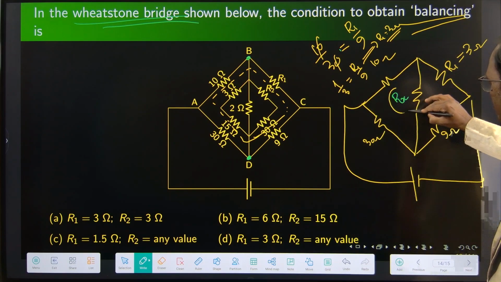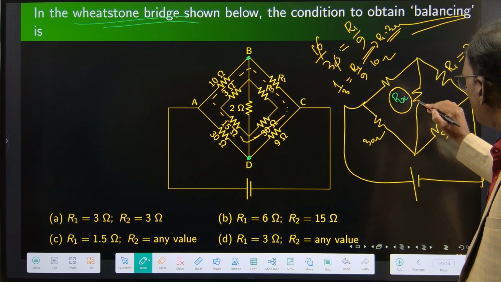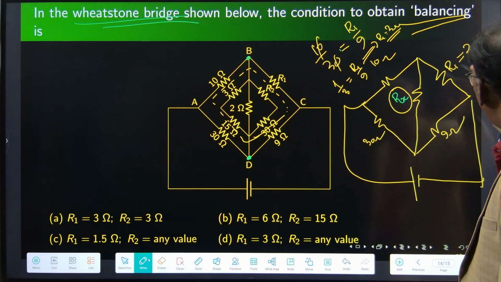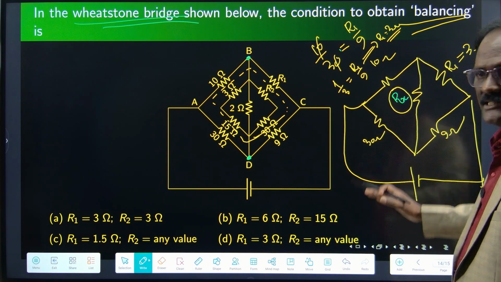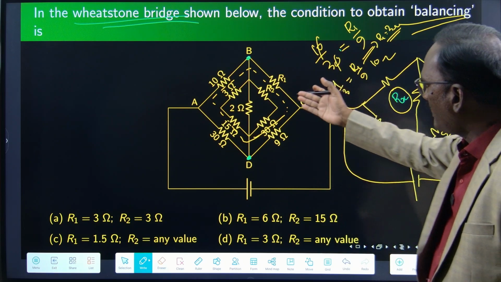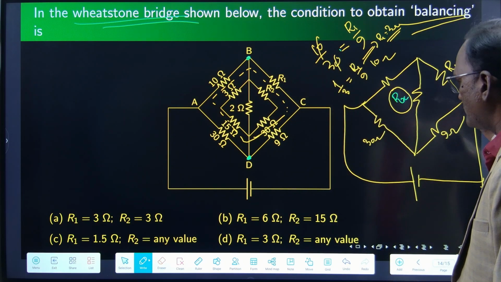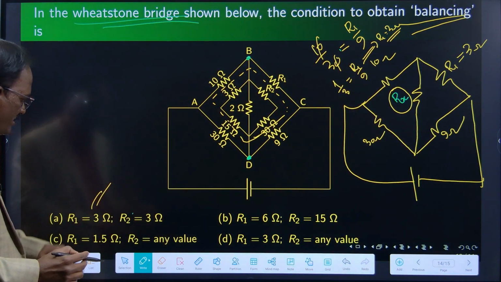So this Rx value does not matter; it can be of any value. If R1 is 3 ohms, it will be a balanced one. The Rx can be of any value. So R2 can be of any value. But the condition is R1 must be 3 ohms. R1 must be 3 ohms. R2 can be any value.